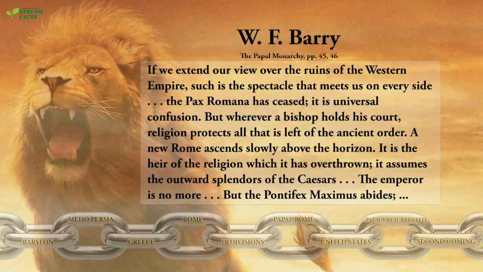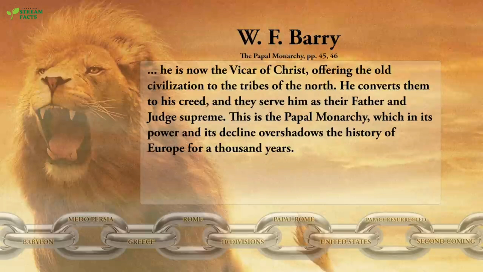It assumes the outward splendors of the Caesars. The emperor is no more, but the Pontifex Maximus abides. He is now the vicar of Christ, offering the old civilization to the tribes of the north. He converts them to his creed, and they serve him as their father and judge supreme. This is the papal monarchy, which in its power and its decline overshadows the history of Europe for how long? For 1,000 years. Actually, it was more than 1,000 years. So is the papacy a Roman power according to this historian?